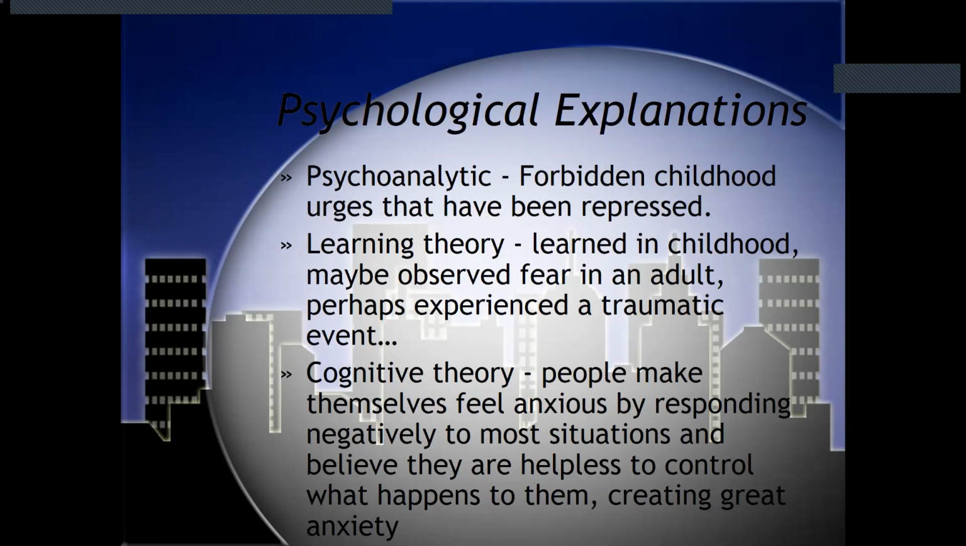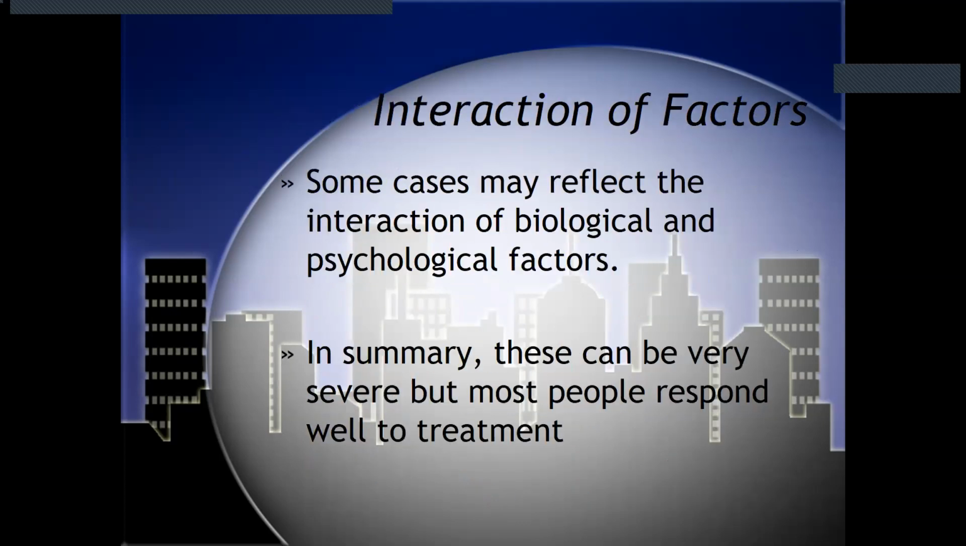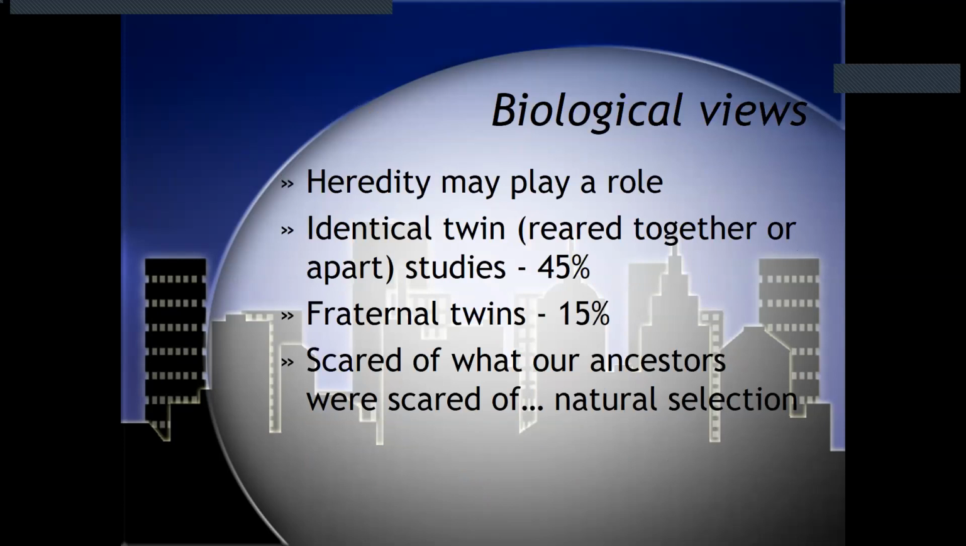All right, cognitive theory. People make themselves feel anxious by responding negatively to most situations and believing they're helpless to control what happens to them, creating great anxiety. There's a lot of weight to the cognitive theory, which is why cognitive behavioral therapy is so important in treating anxiety. Biological views: heredity, identical twins reared together or apart. If one has an anxiety disorder, there's a 45% chance the other one will too, whereas in fraternal twins it's only 15. You'll hear about this biological view in the crash course video I posted on Moodle, so I'm not going to dwell here.